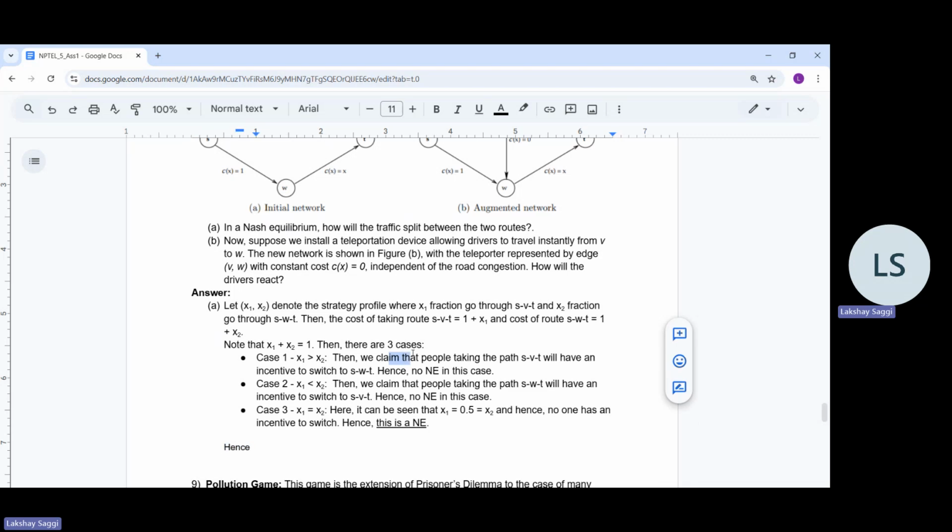What's happening here? One second. Hence the Nash equilibrium here is equal to 0.5, 0.5.